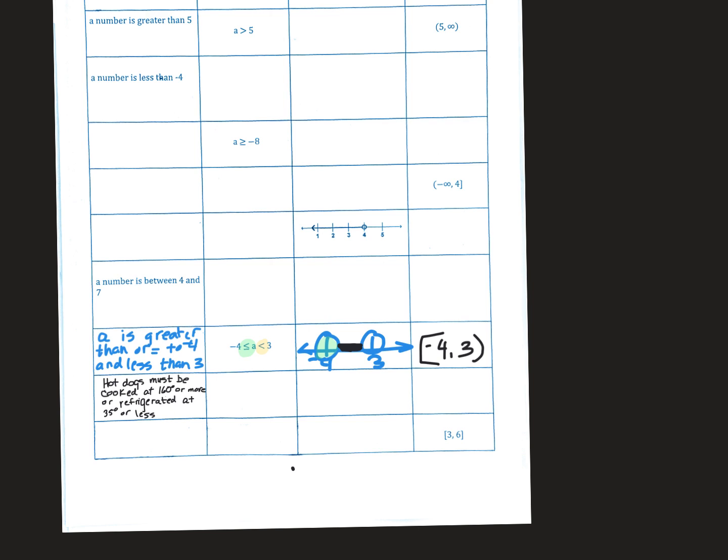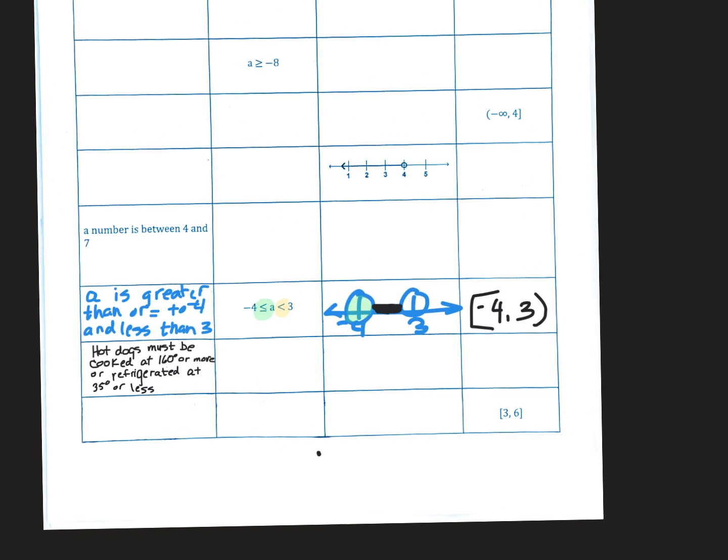In about 15 minutes, I'm going to post the answer key on Google Classroom. I want you to try it yourself first before you check it. That is what makes it stick in your brain better than just copying it down. So I am going to give you the answer key so you can check. However, I'm not going to do that for a few minutes.